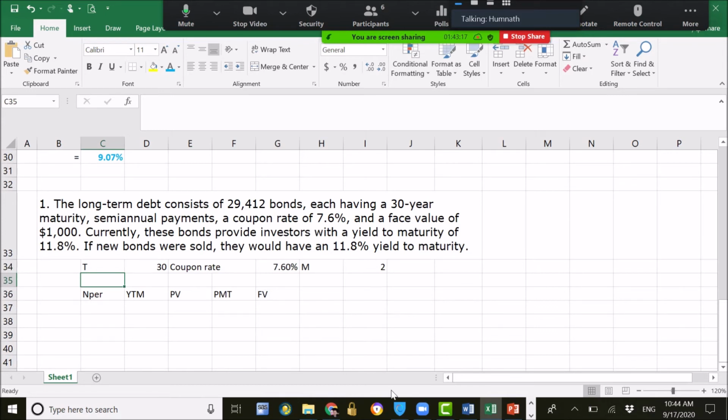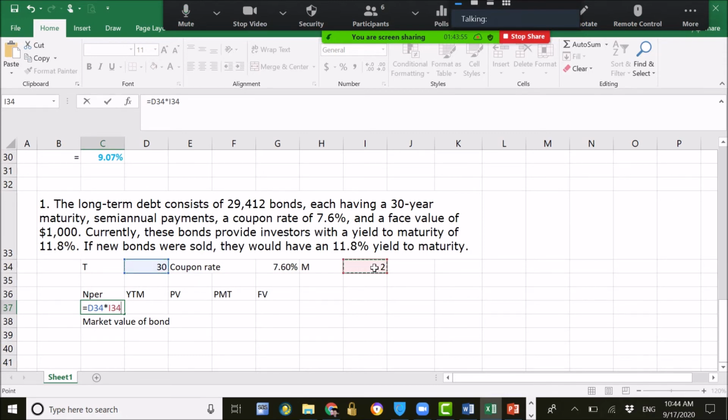Based on that, you can just plug in your numbers. I'm doing exactly the same question. You have a number one, but I have different numbers because it's dynamic. Since this is semi-annual, what we are trying to do here is calculate the bond price first, the market value of the bond. So what is our number of periods? T times the compounding, so in my case we have 60.